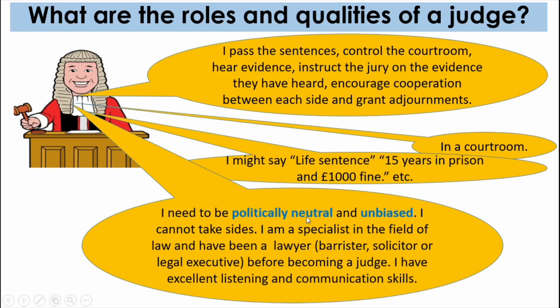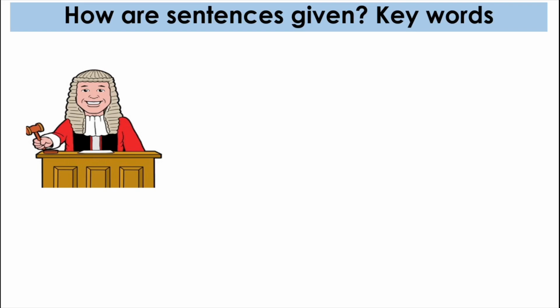This ties into the separation of powers, in that the judiciary needs to be separate to the legislature and the executive, and their political opinions cannot influence their decisions when it comes to sentencing. How are sentences given? Here's some key words that you need to make sure you remember for your exam.